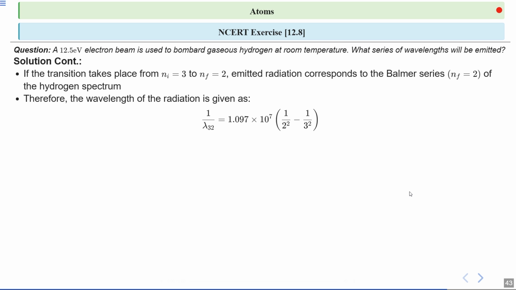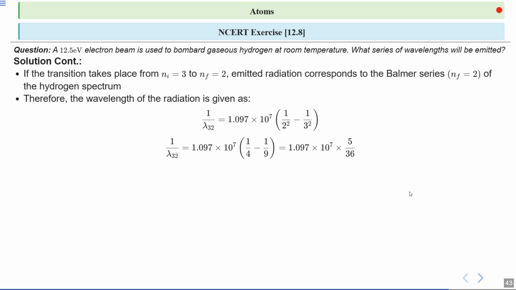So the wavelength of emitted radiation is given by 1 upon lambda 32 equals 1.097 times 10 to the power 7 times 1 divided by 2 squared minus 1 divided by 3 squared. Let's simplify the calculation. 1 over lambda 32 equals 1.097 times 10 to the power 7 times the difference between 1 over 4 and 1 over 9. This gives us 1.097 times 10 to the power 7 multiplied by 5 over 36.